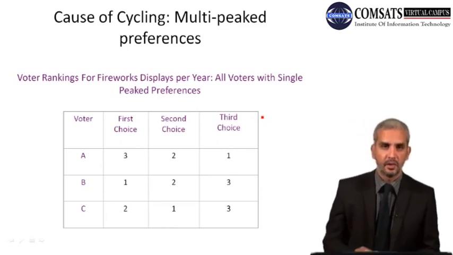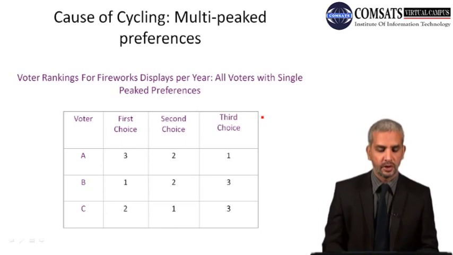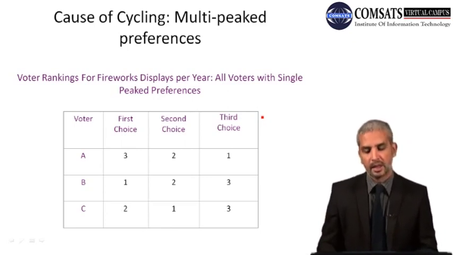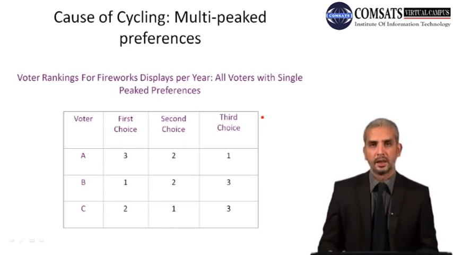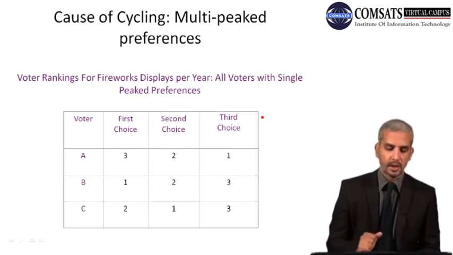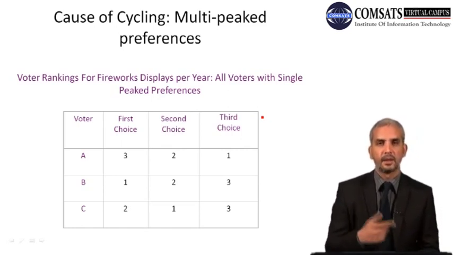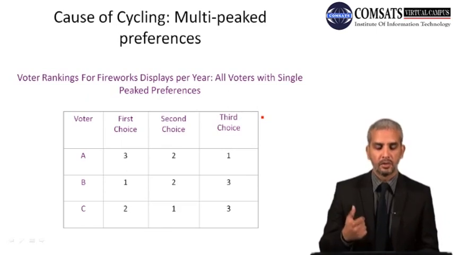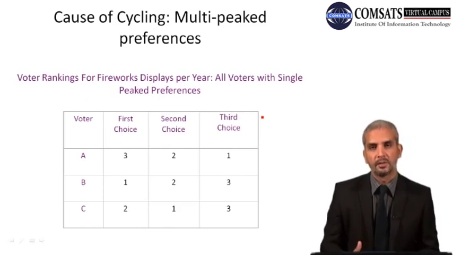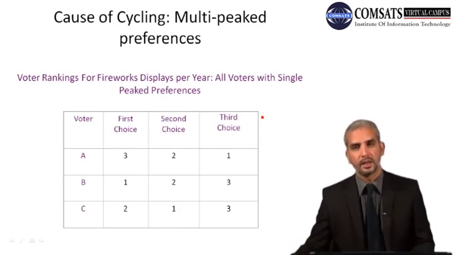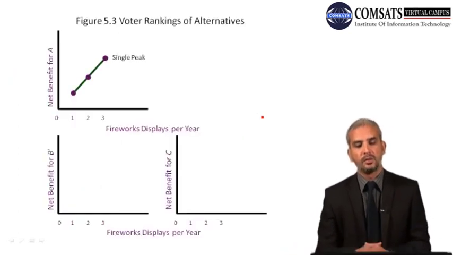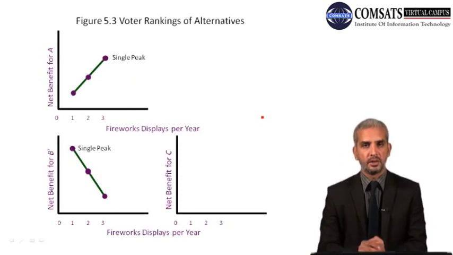In the previous example, he was considering the two extremes. His first choice was 1 and his third choice was 2, and those were the two extremes, and his second choice was 3. But in this example, we have created another individual B, whose first choice is 1 firework display per year, his second choice is 2 firework displays per year, and his third choice is 3 displays per year. If we put them into a graphical form, that would be easier to understand.